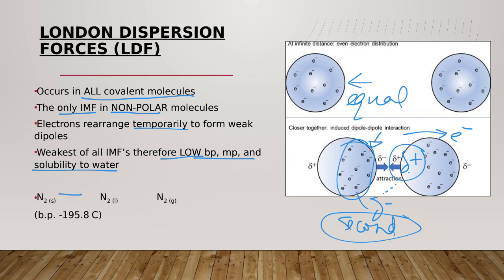So if we look at nitrogen here and we just sort of move along to the different phases, to get nitrogen from a solid state to a liquid state and then to a gas state will take very little energy because, again, the energy needed to break these weak attractions is very low.